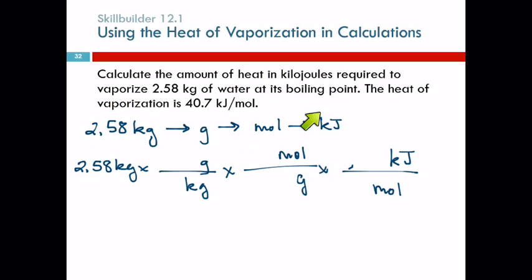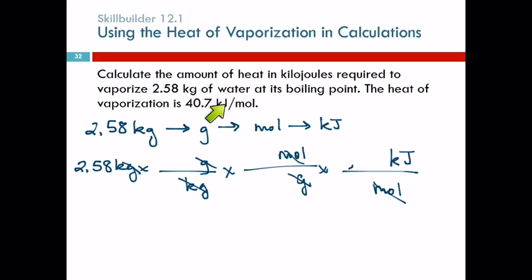Kilograms to grams to moles to kilojoules. And then this unit comes down here because I want those to go away. They cancel out. Grams cancel, moles cancel. I've converted kilograms to kilojoules. I need numbers though.